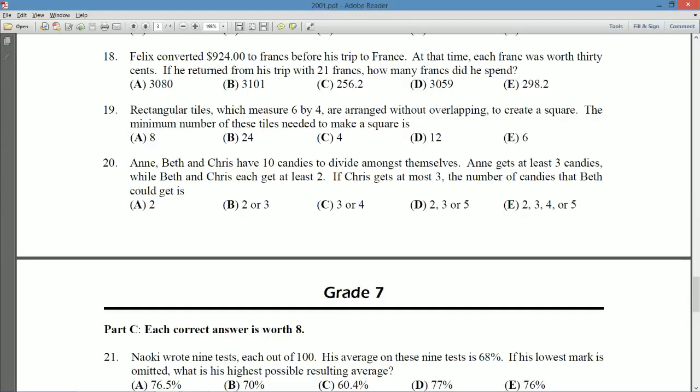So the question's asking us to divide up candies, and first we take a look at the minimum number. No matter how we divide the candies, we need 3 for Anne and 2 for each of Beth and Chris. So ignoring Beth's candies, Chris has at least 2 and Anne at least 3, so 5 of the candies are spoken for. Beth must get at least 2, and maybe she can get 3, 4, or 5, but she could never get 6. Because that would mean, along with Chris's 2 and Anne's 3, that we have 11 candies.